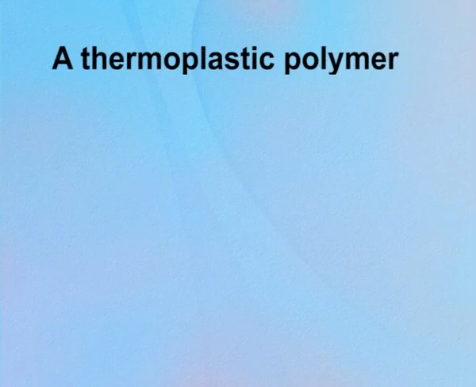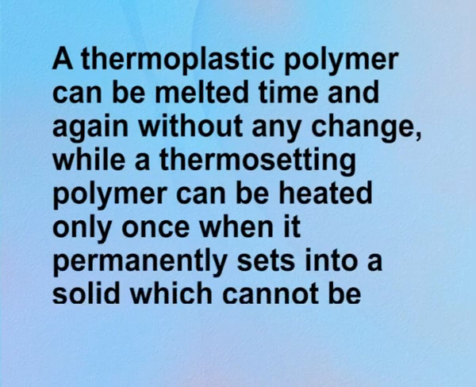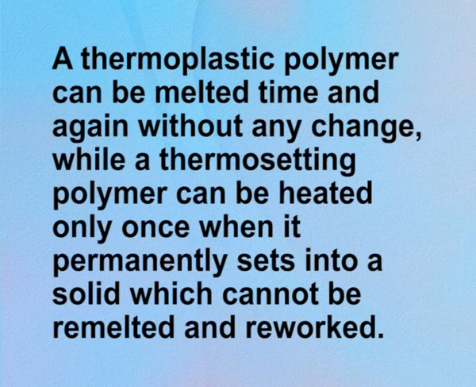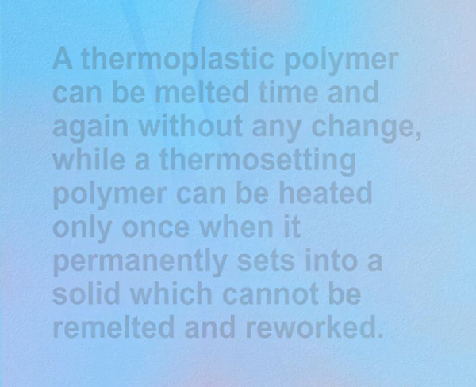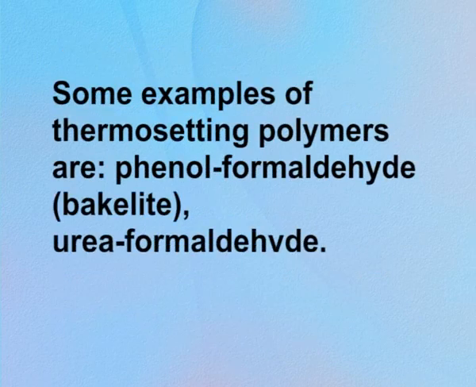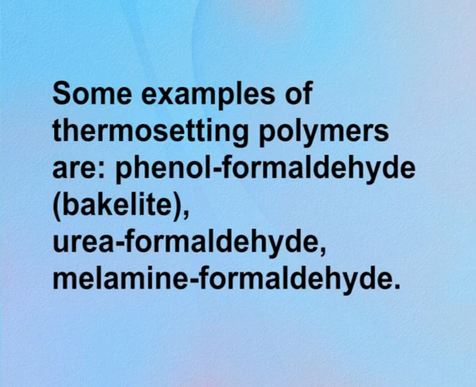In a nutshell, a thermoplastic polymer can be melted time and again without any change, while a thermosetting polymer can be heated only once, when it permanently sets into a solid which cannot be remelted and reworked. Some examples of thermosetting polymers are phenol formaldehyde, that is bakelite, urea formaldehyde, and melamine formaldehyde.